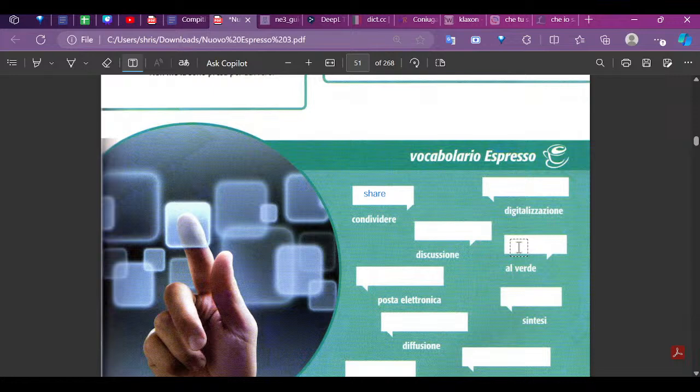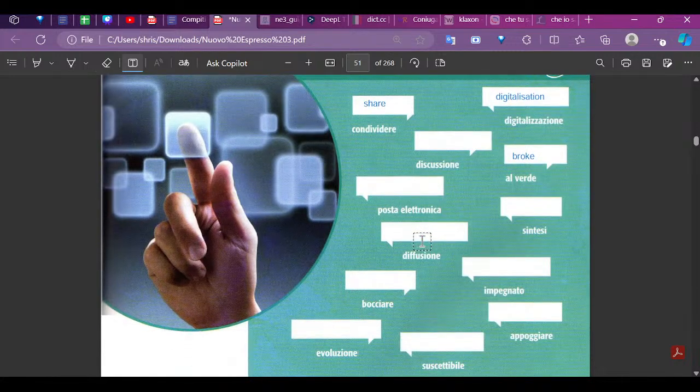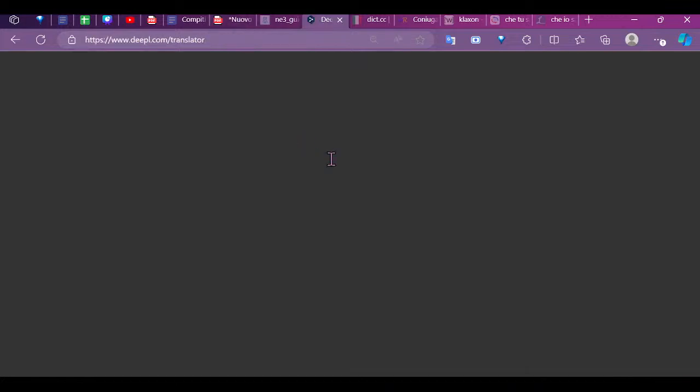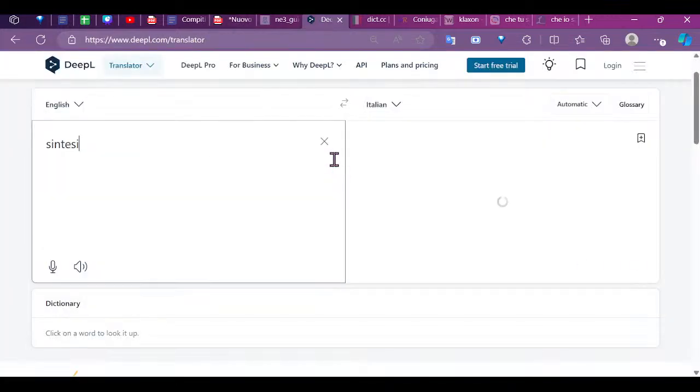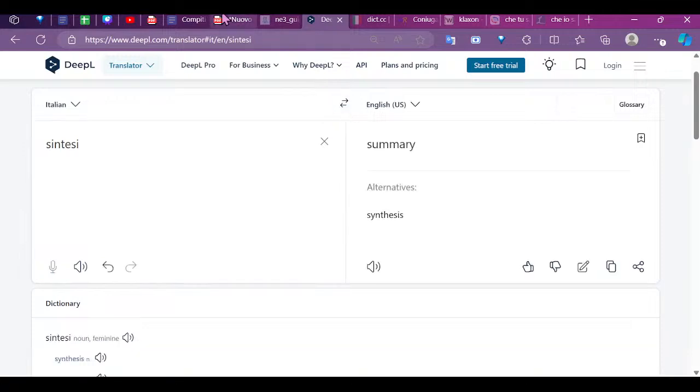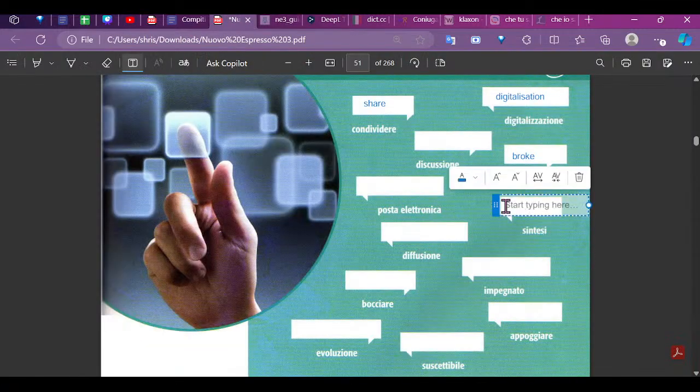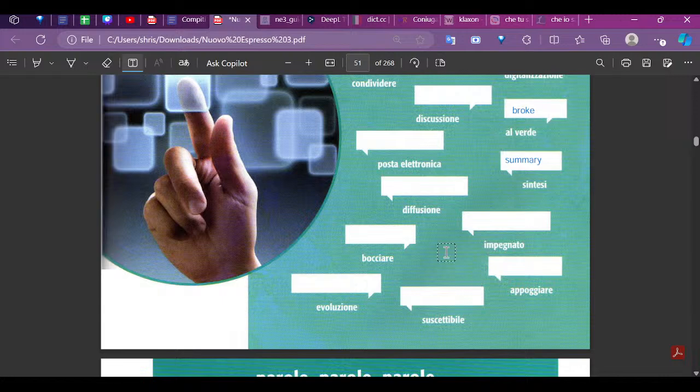Yes, digitalizzazione, digitalization. Discussione, al verde actually means broke, like I don't have any money. Posta elettronica, of course, that's email, basically. Diffusione, spread, sintesi, what's that? I've seen this word, I don't know what it means though. Ah, okay, that makes sense. Impegnato. This word looks similar to impiegato, but it's not the same, of course.